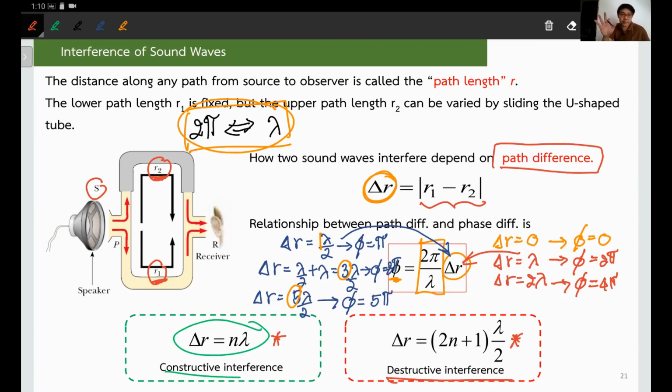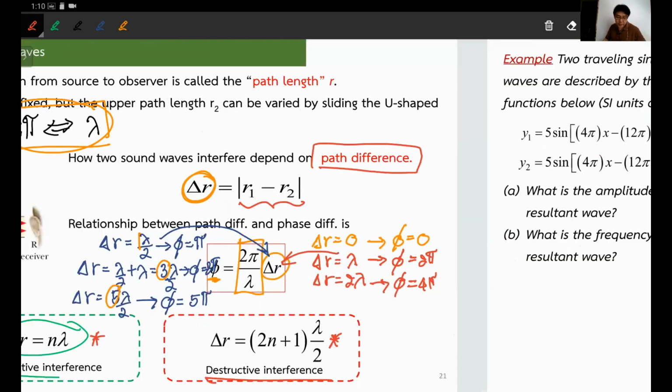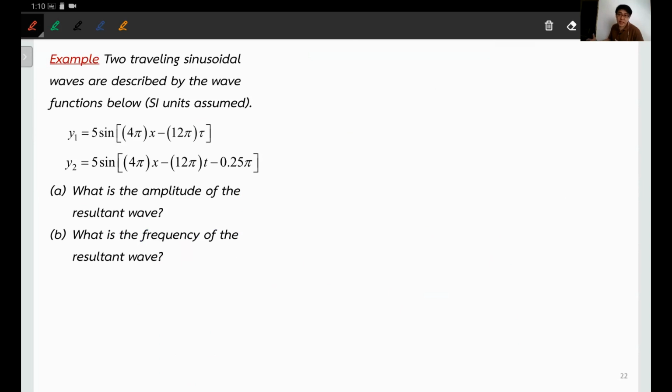But it works. This concept of interference of waves works with any kind of wave. It doesn't have to be just sound waves. Light waves work, water waves work, waves on a string work, everywhere. Okay, very good. Let's take a look at some examples. If we get this done, then I think that will cover everything for your midterm, and we should be in good shape.